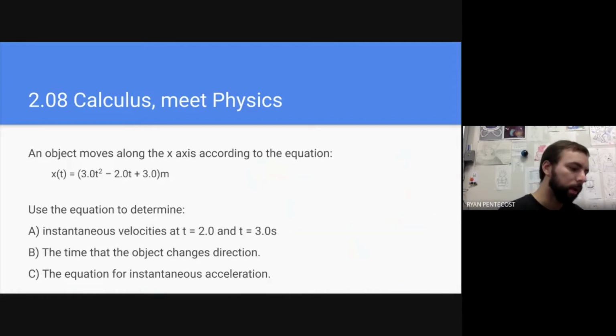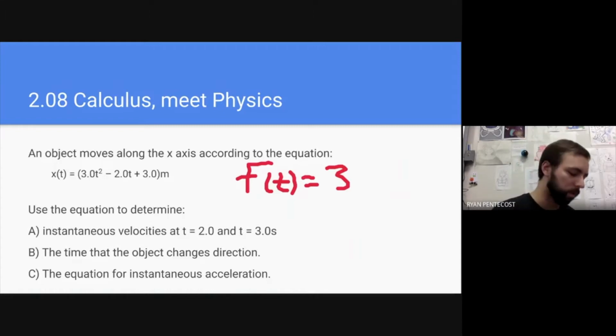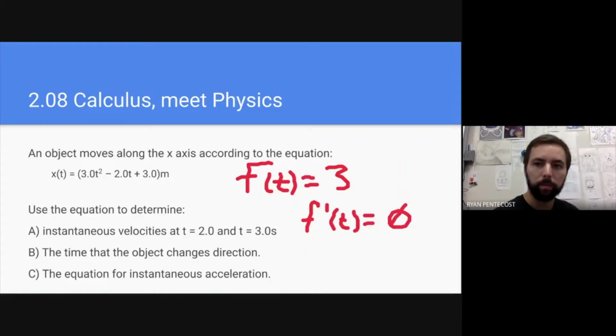Now, if your f of t equals 3, to take the derivative of that, you would need a variable. Since there is no variable, the derivative is 0. No variable, no exponent, so f prime of t here would be 0.